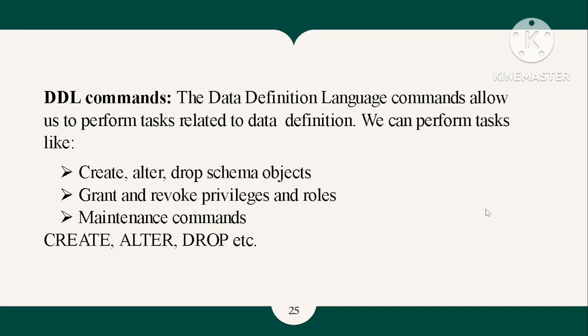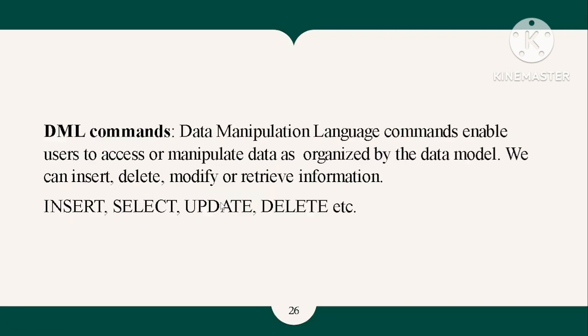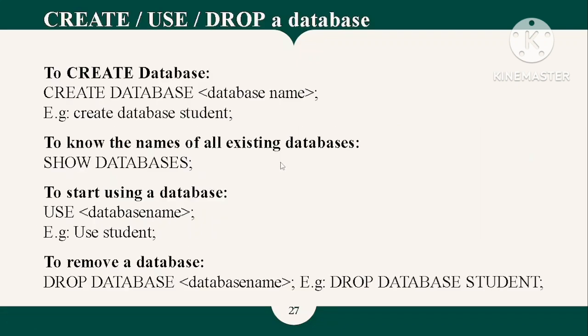So look at this. DDL commands are used to perform tasks like create, alter, drop the schema, that is the design, grant or revoke privileges, that is permissions, then do maintenance, that is changing the design and all. DML helps us to access the data, insert the data, delete the data, change the data and other things. So insert, select, update and delete are called DML commands.